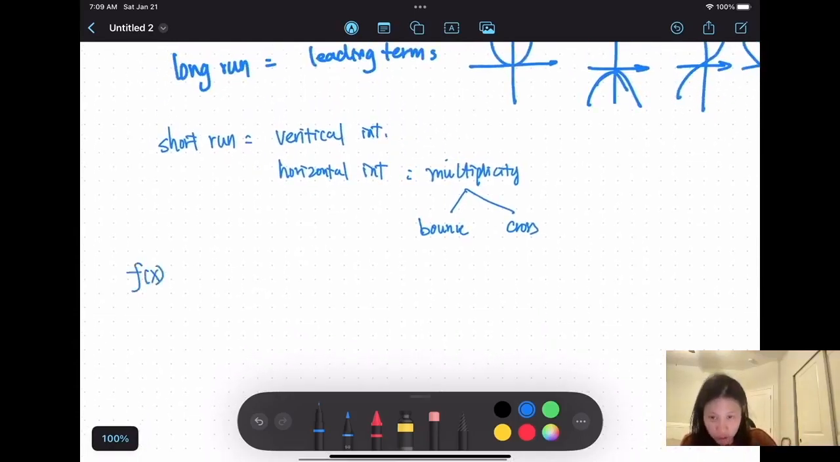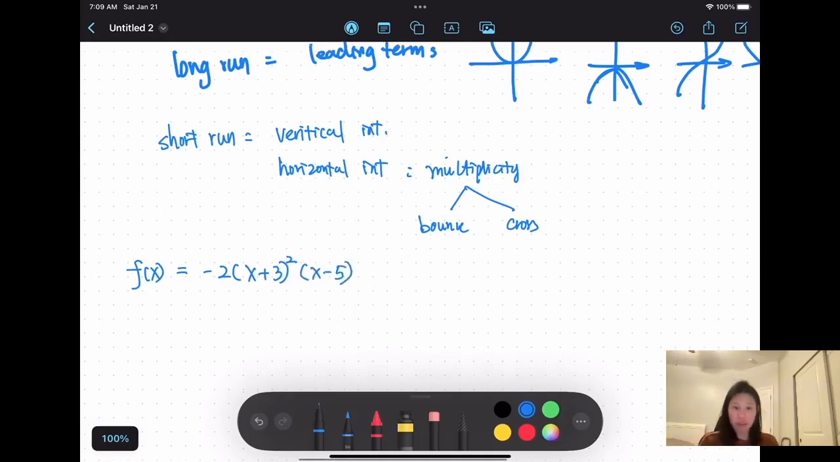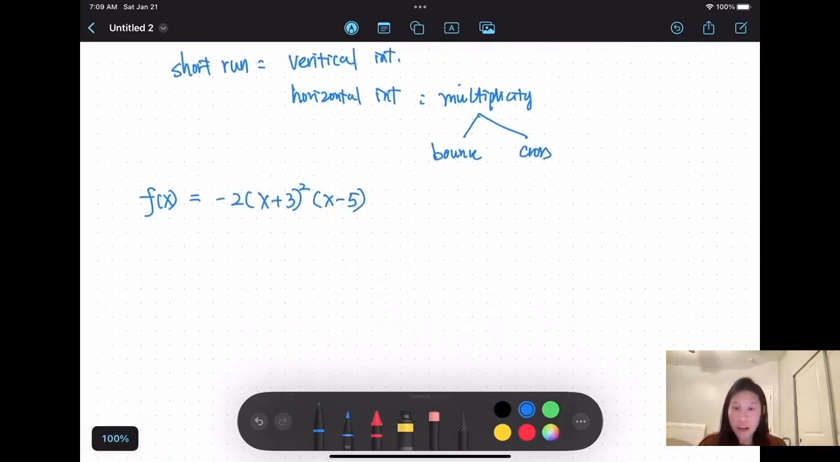If I give you a function f(x) equals negative 2 times (x plus 3) squared times (x minus 5). First thing, what is the long-run behavior? Well, long-run behavior is determined by the leading coefficient. Let's see what the highest power looks like.